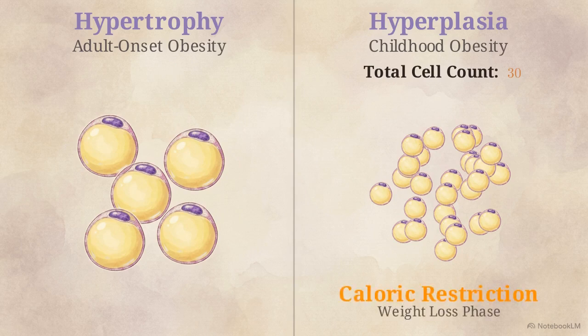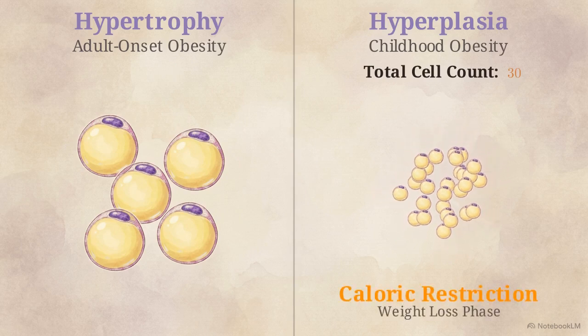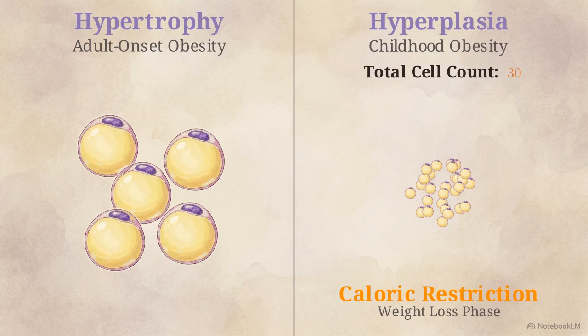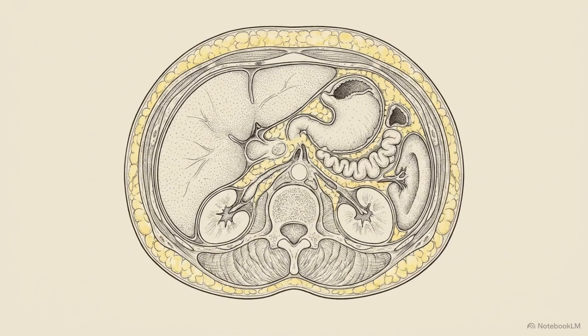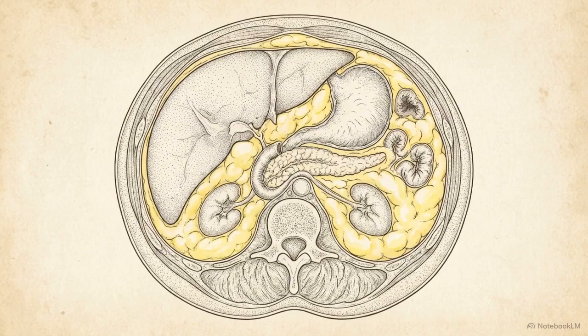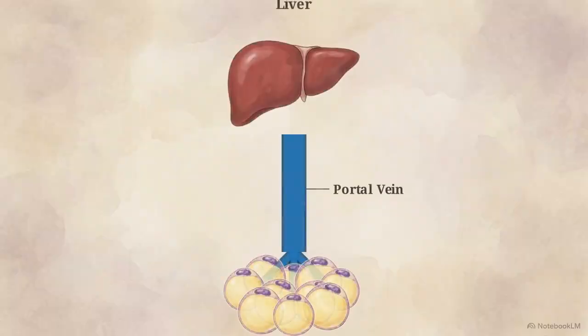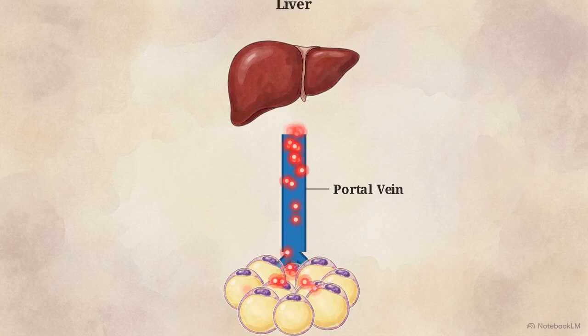Caloric restriction can reduce the volume of individual cells, but it cannot eliminate the excess number of adipocytes created through hyperplasia. Anatomical distribution also influences metabolic risk. While subcutaneous fat is relatively stable, increased visceral fat in the abdomen is linked to higher rates of disease. Visceral fat is more metabolically dangerous because it releases pro-inflammatory cytokines directly into the portal circulation of the liver.